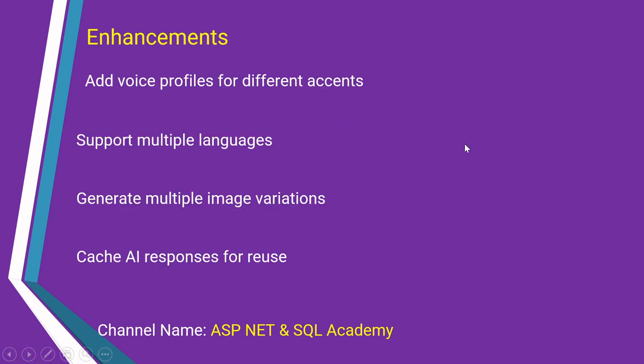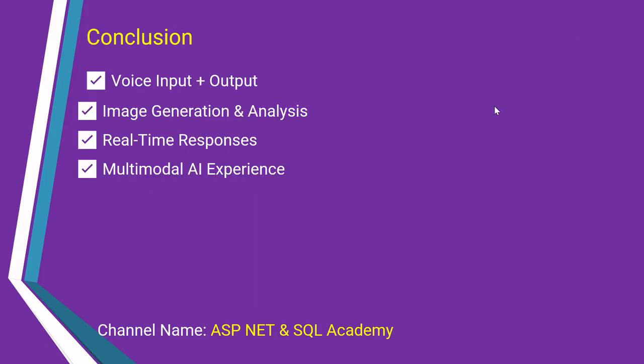You can further enhance this by adding multilingual support, custom voice tones, and image variations, making it production ready. You have successfully transformed your ASP.NET AI app into a multimodal experience with voice and vision. Users can now speak, listen, and see AI in action.